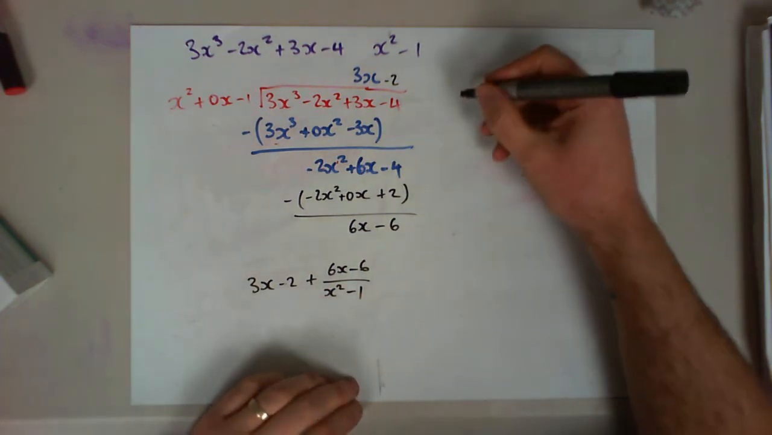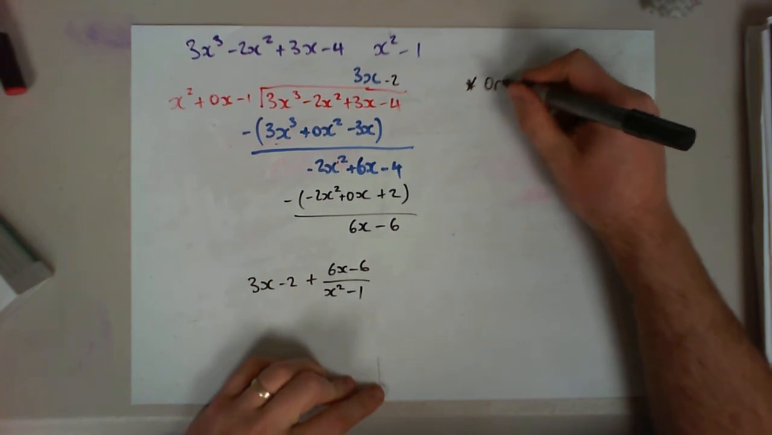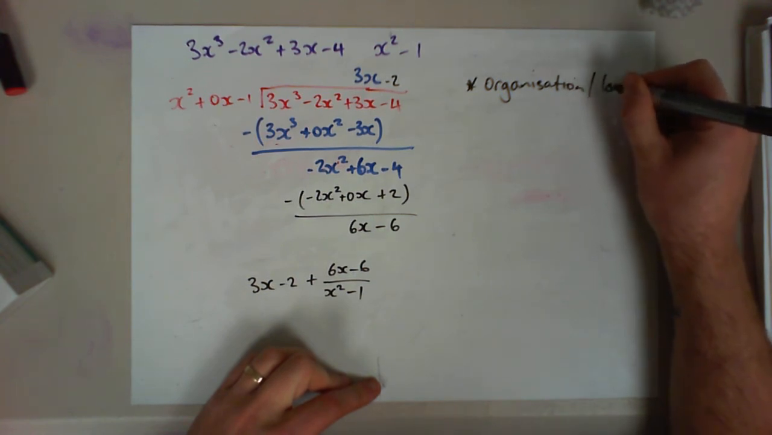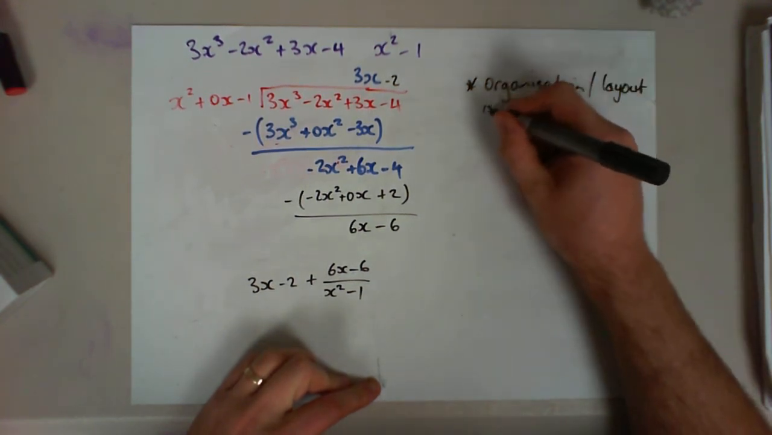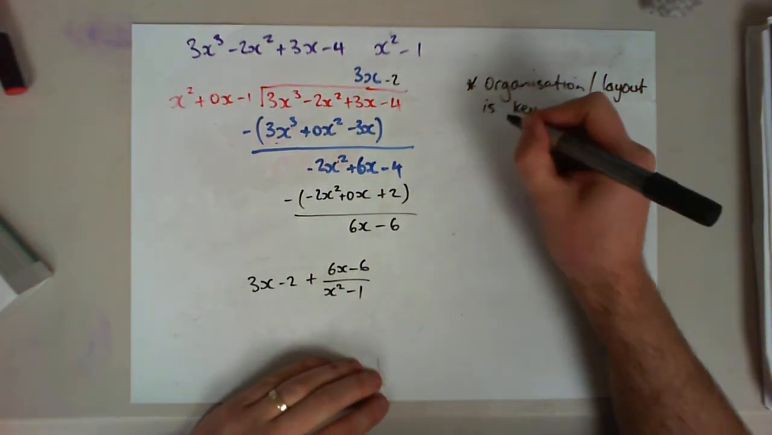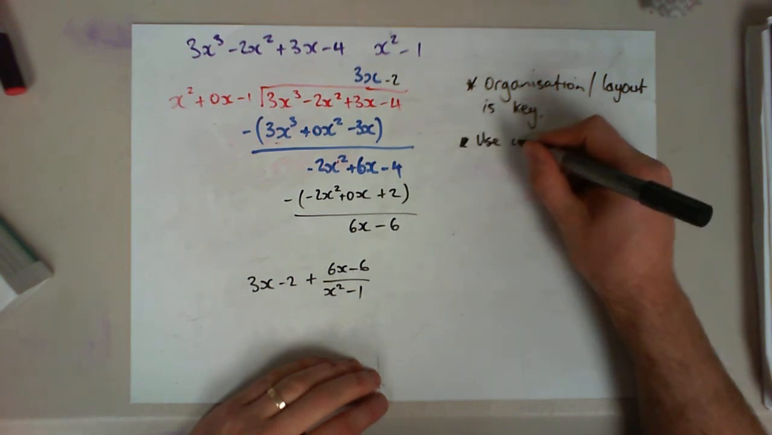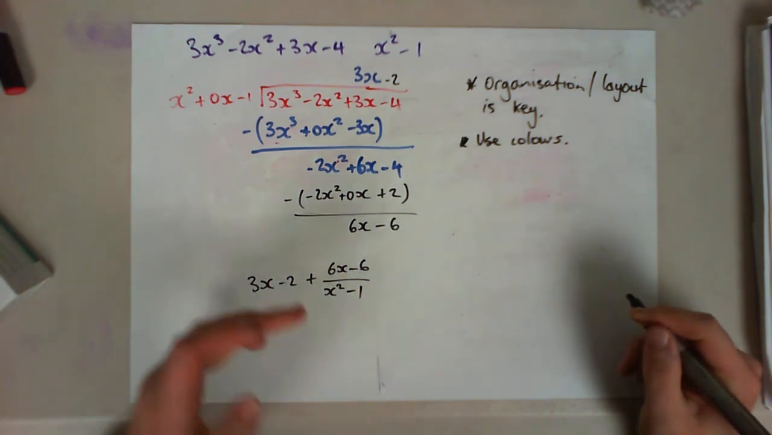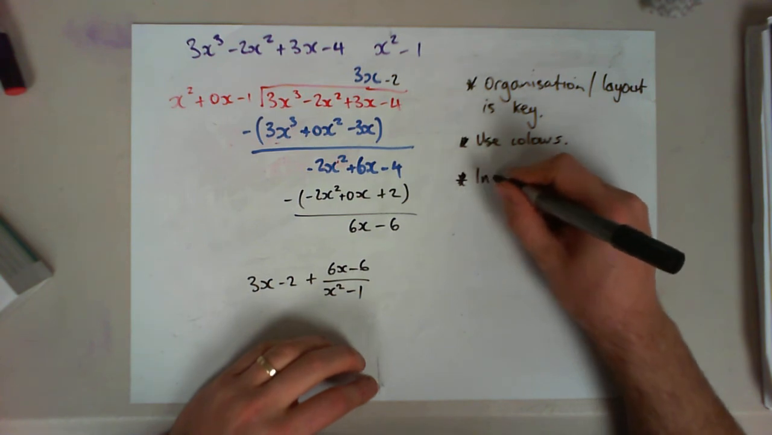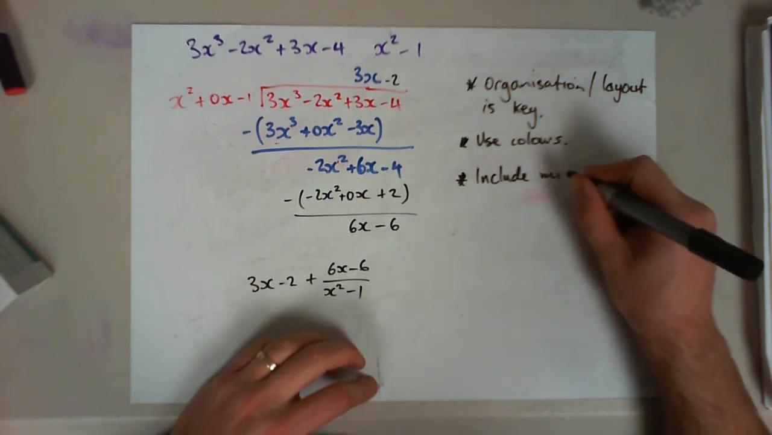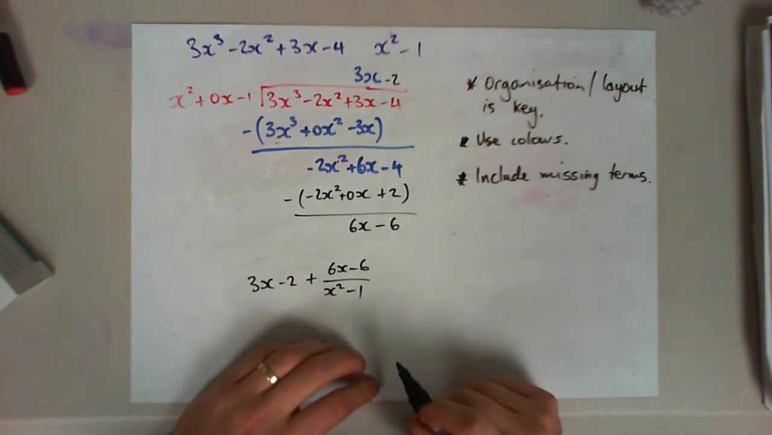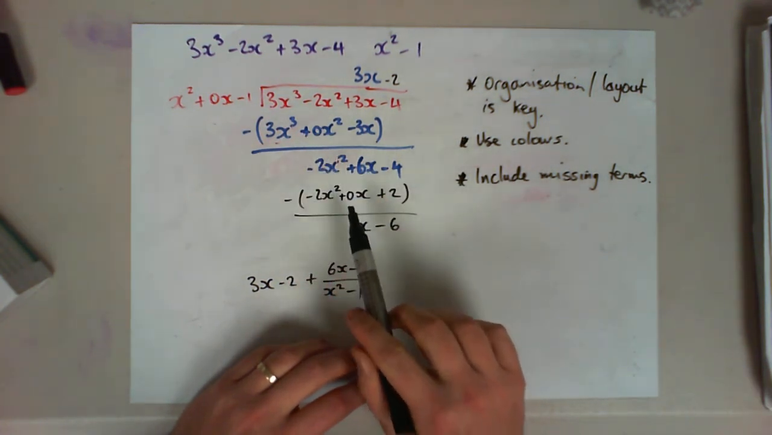Okay, things to remember. Organization or layout is key. Super important. Keep things lined up, going down. Use colours when you're starting out to separate each line. Great idea. And include missing terms. Super important as well. Include those missing terms just by having a coefficient of 0 in there.